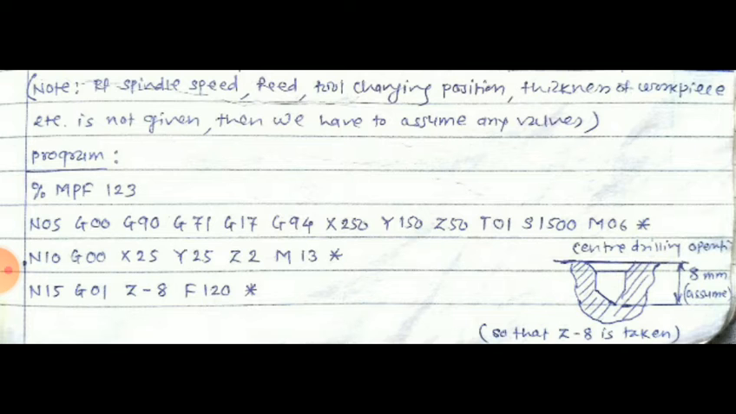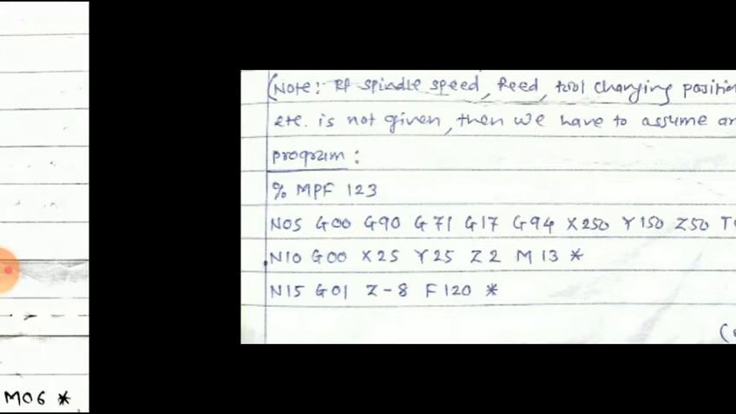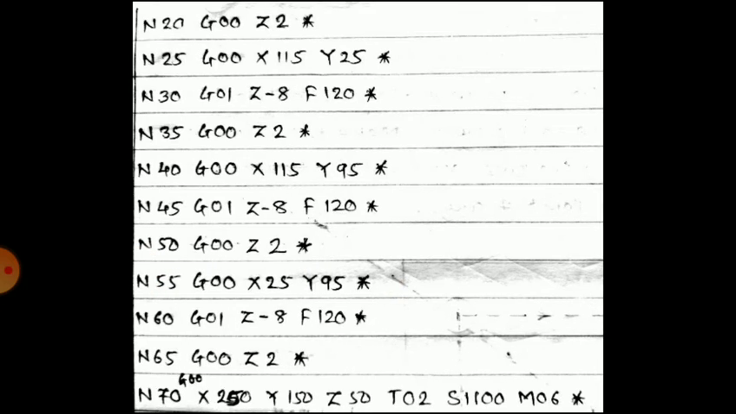Then next, N20, G00, Z2. Take the tool back from the hole. So move the tool in an upward direction 2 mm above the top surface after producing the center drill.